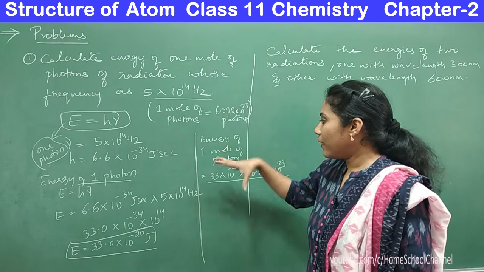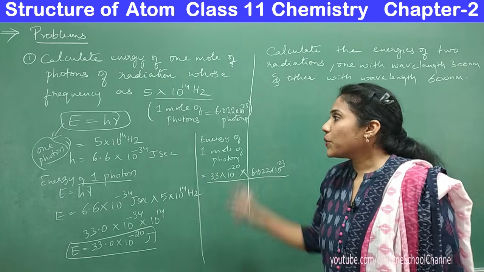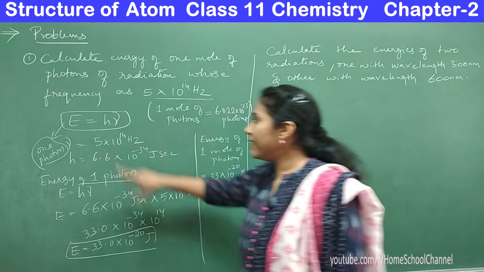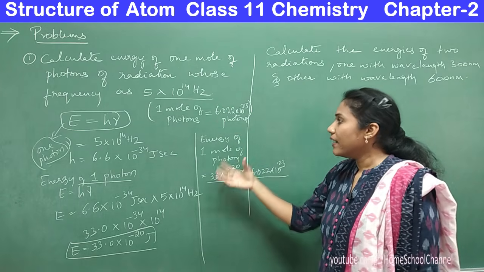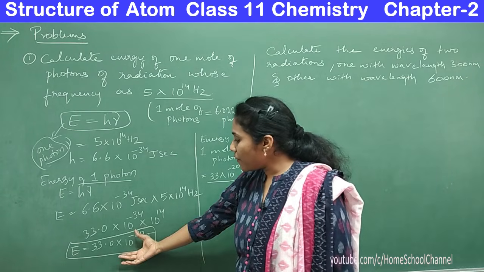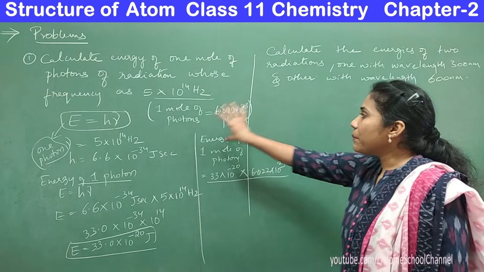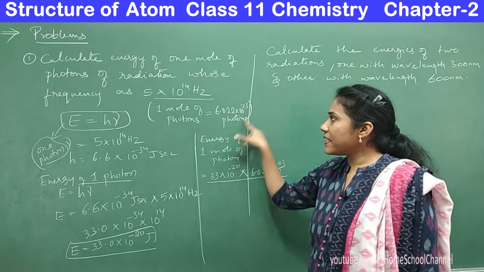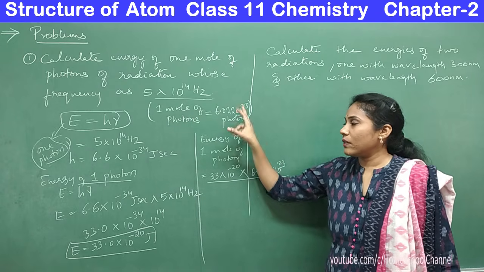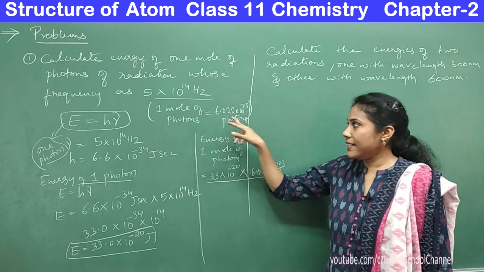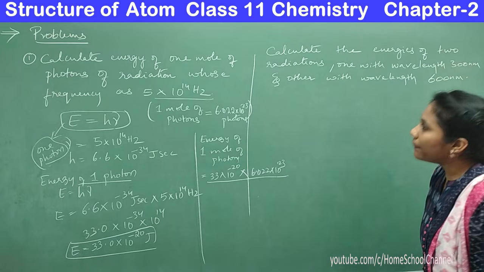So I have shown you the method of solving such a problem. To calculate the energy of one photon, use this formula, but for the energy of 1 mole of photons, first calculate the energy of one photon, then multiply with the Avogadro number, right? 1 mole is always equal to this much number. 1 mole of electrons means this many electrons, and 1 mole of photons means these many photons, right? So that's all about your problem number 1.